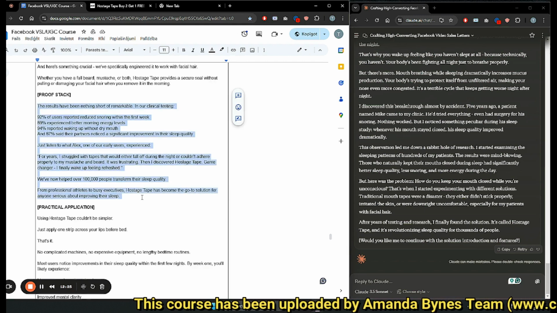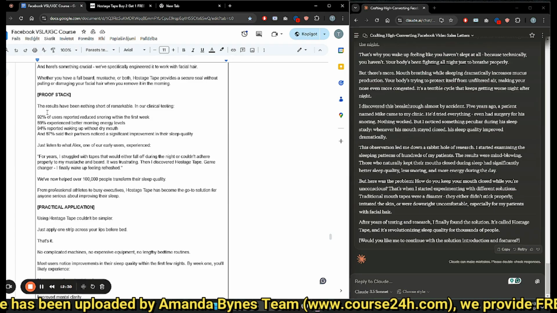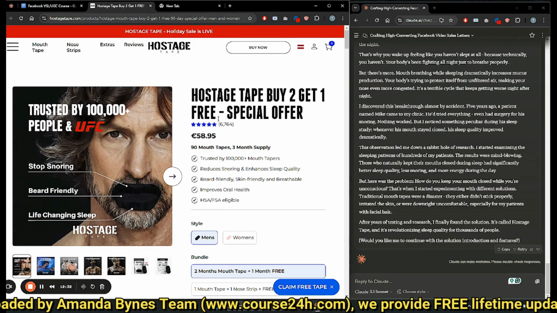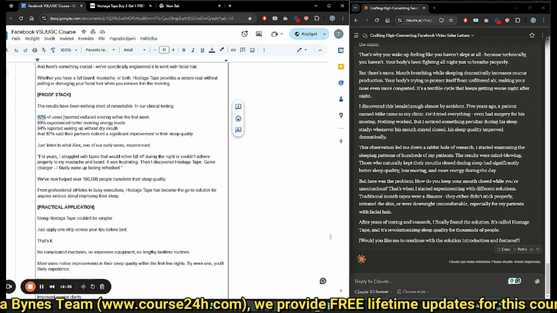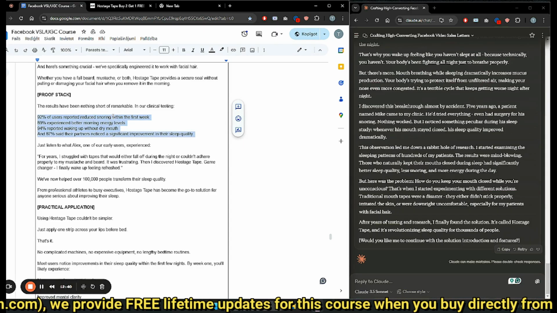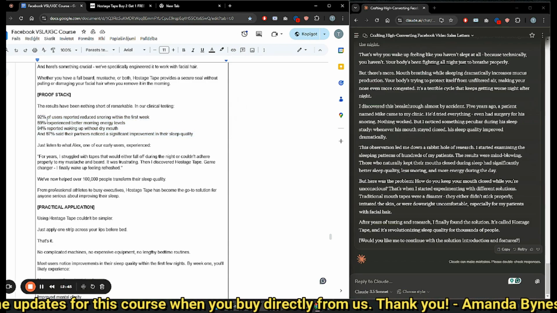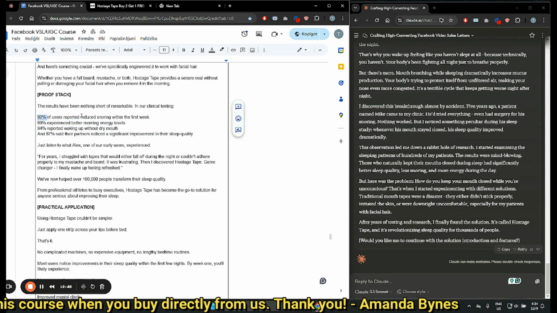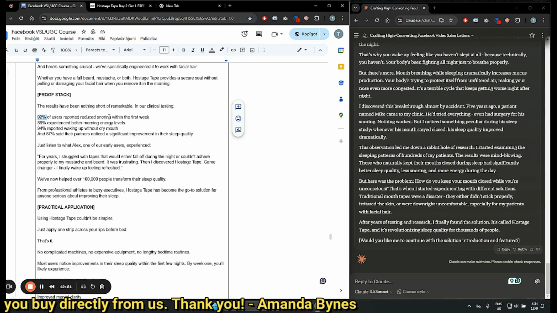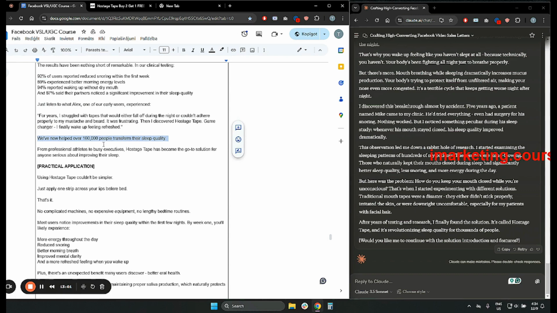Then there's the proof stack. The results have been nothing short of remarkable in our clinical testing. Let me check if this is from the product page. No, it's not. So AI made up these stats. You can either go with them, or if you want to change that, you can just say many users reported, and then have bullet points of reduced snoring, more morning energy, reported waking up without dry mouth, and so on. Then a place for some reviews, how many customers have helped.